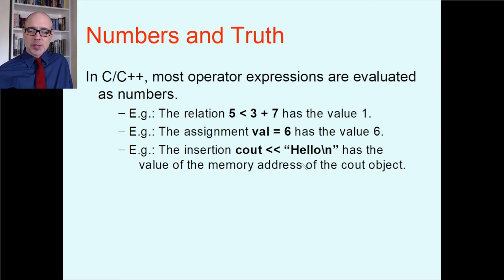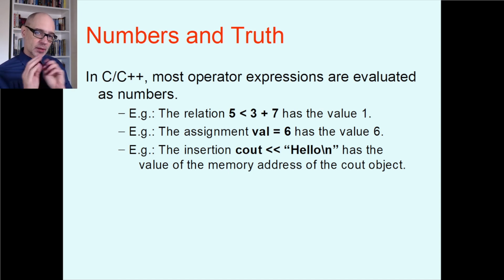Now here's a printing statement, right? And you have this left arrow, which is technically called the insertion operator. That's another operator. It's going to have a numerical value. So when you cout hello, this expression, this insertion operator, actually has a numerical value, and it's going to be the memory address of where the cout object is in your memory system.